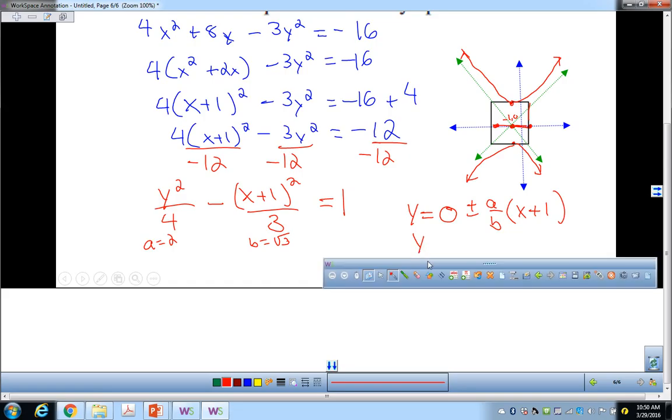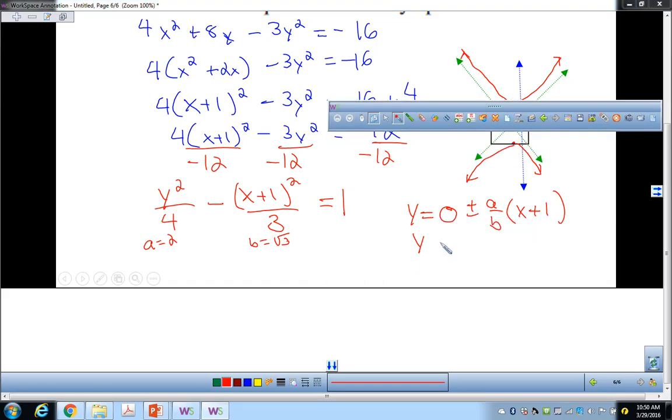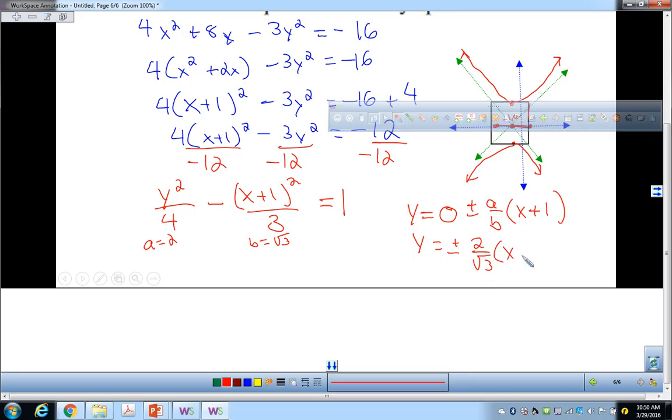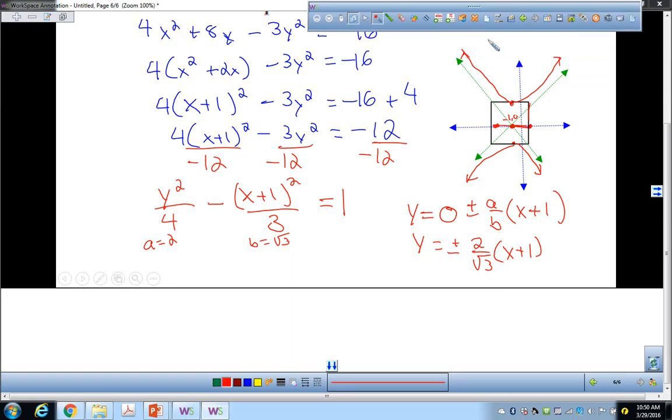So the equation of this asymptote is y equals, I could get rid of the 0, plus or minus a, which is 2, over the square root of 3, times x plus 1. And that's the equation of that asymptote. If you want to rationalize the denominator, you can, but that would be fine. Okay? Yes? No? We're okay with that? That's kind of tricky, but it's a lot of steps.